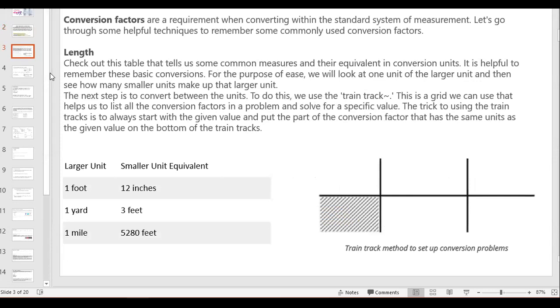Okay, so dimensional analysis also goes by another name, which is the train track method, because it looks like a train track right here. So we have our conversion factors, and I give you the conversion factors for length. We don't really use length a lot, except whenever we're talking about pediatrics, and whenever we're talking about the height of a patient.